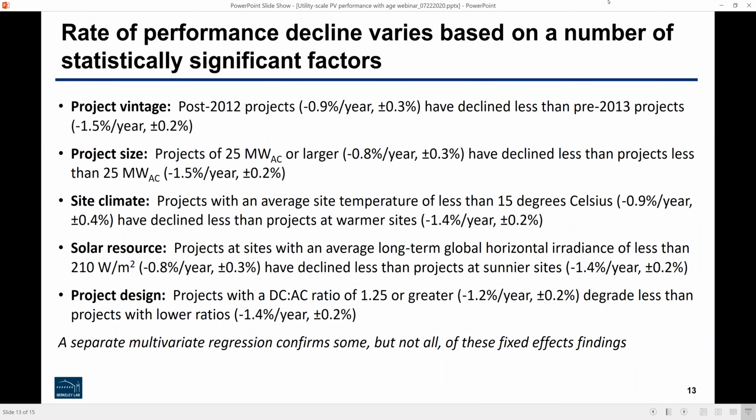So just to summarize, while our top line performance decline number for the entire sample was minus 1.3% per year on average, if you instead look at just those projects that most closely resemble recent builds or recent project vintages, the numbers look better. So in other words, for more recent projects that are larger with higher DC to AC ratios and that are more likely to be sited outside of the desert Southwest and in other parts of the country, the rate of performance decline appears to be somewhere less than 1% per year.